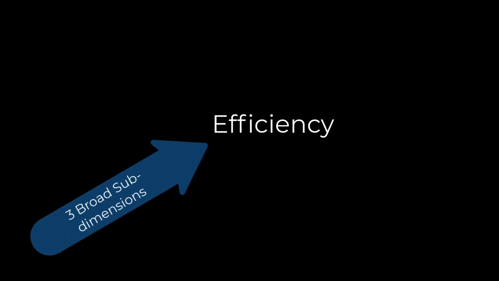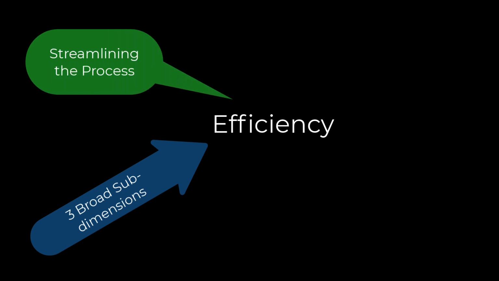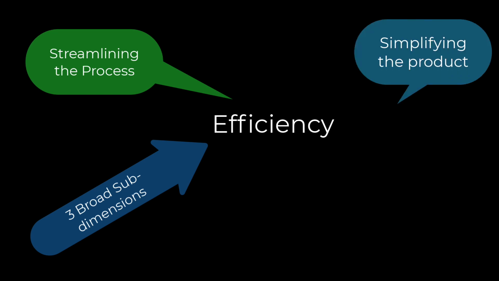Ritzer identifies three broad subdimensions of efficiency. First, we have streamlining the process. He highlights the different ways that things like, let's say, ordering in a fast food restaurant have been streamlined, where you just use a touch screen instead of dealing with a person. A second thing we see people doing to improve efficiency is simplifying the product itself. This might mean a restaurant or a fast food establishment is always making the same product in the same way. This might not be the best thing for taste.